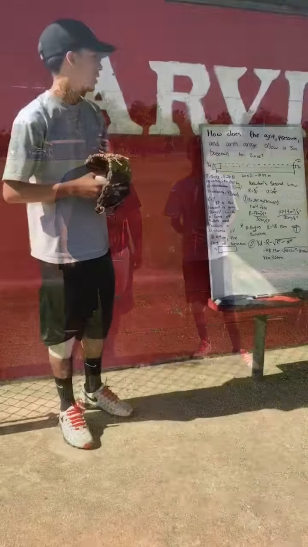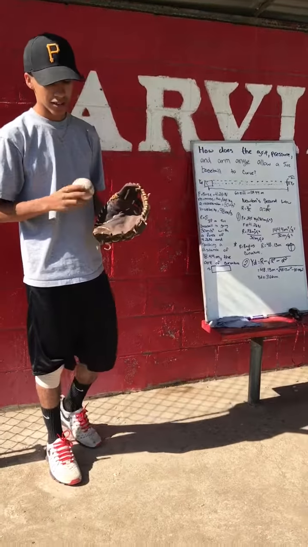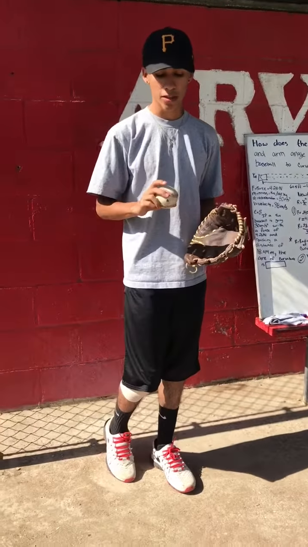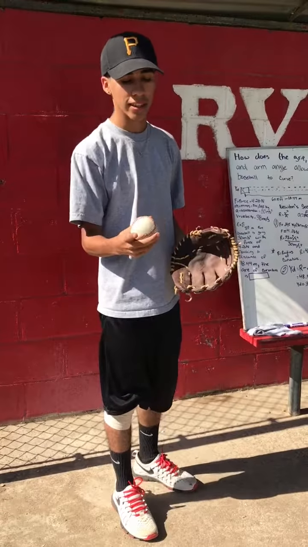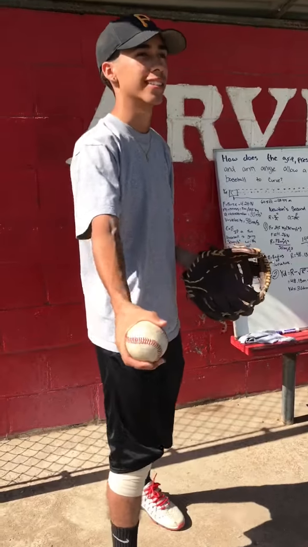My question is, how does the grip, pressure, and arm angle allow a 5-ounce baseball to curve? So the first thing you need to know is the grip of a curveball, which is high pressure on the middle finger and index next to it for control, like this.